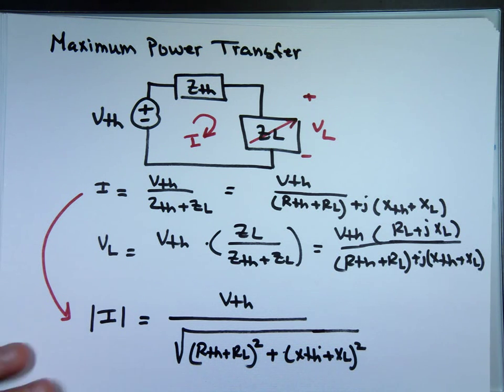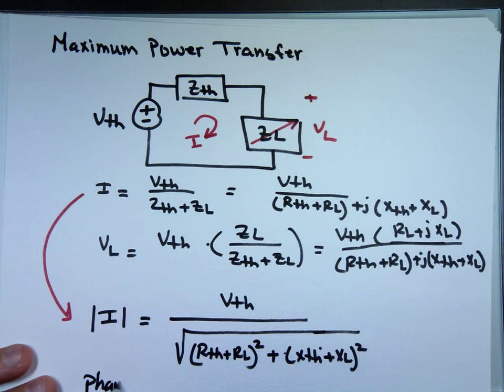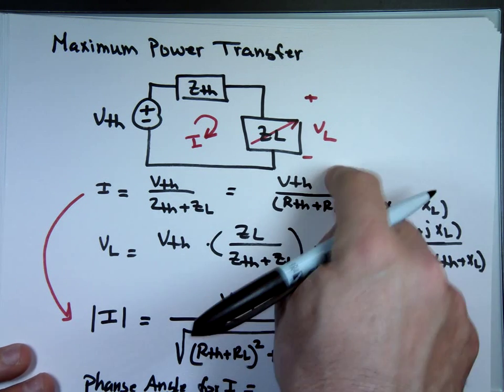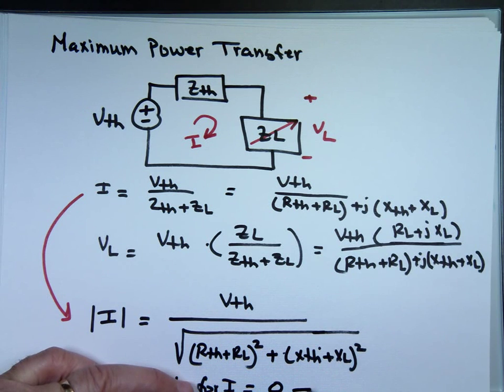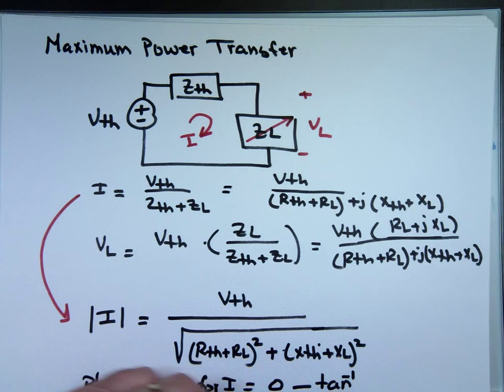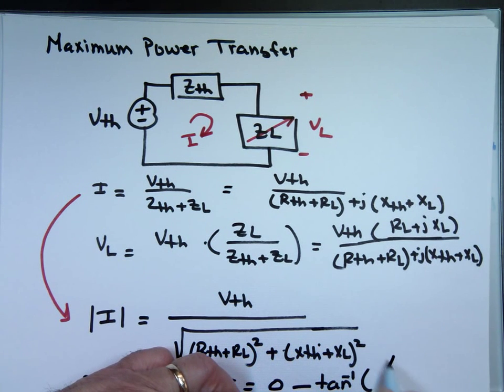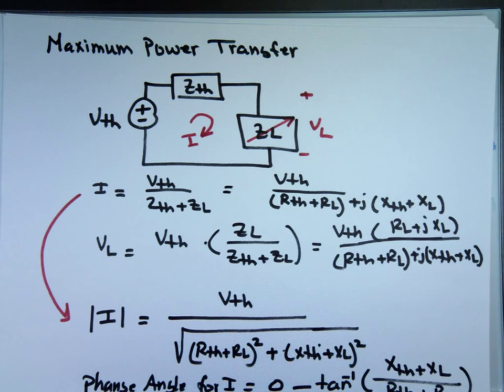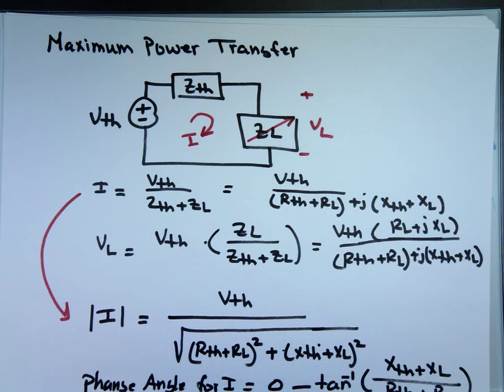And the phase angle for I will be the angle on the top, which is 0, minus the angle on the bottom, which is the inverse tangent of the imaginary over the real, X Thevenin plus XL over R Thevenin plus R sub L. That's the magnitude and the angle for I.